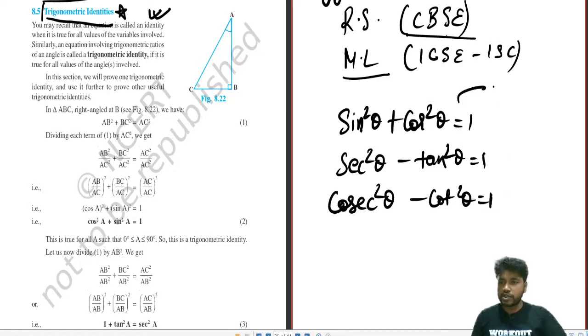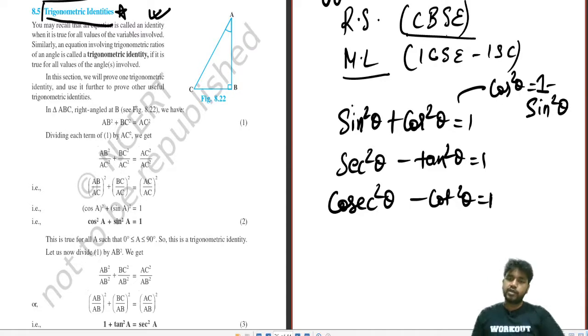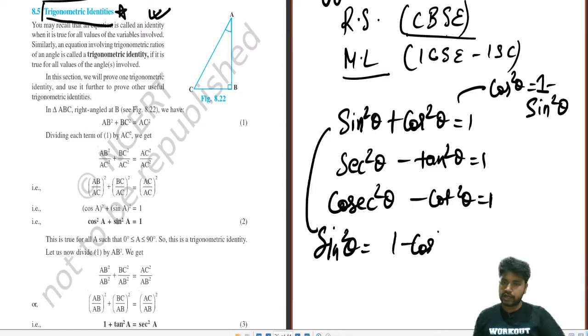Obviously this can be twisted like this: cos square theta equals to 1 minus sine square theta. This is derived from this. Or sine square theta equals to 1 minus cos square theta. You have to be pretty sure that you have to use it significantly. Don't say that I know this formula. You have to know this and this simultaneously.